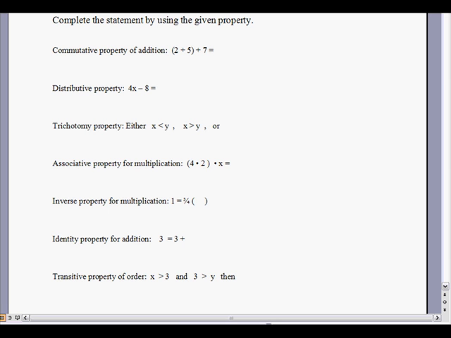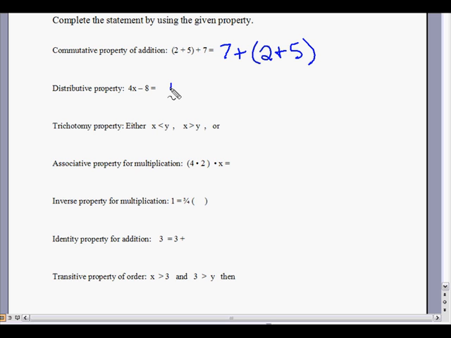Complete the statement by using the given property. If I want to use the commutative property, remember I have to move something. As long as something moves, let's put the 7 in the front, and we can still leave the 2 and the 5 grouped together. That way we have the commutative property where the 7 moved from the back to the front.